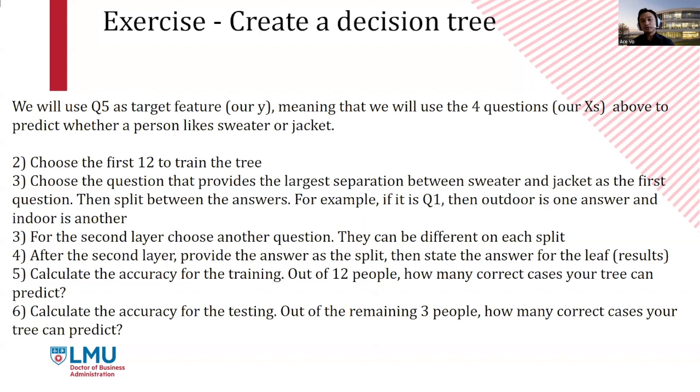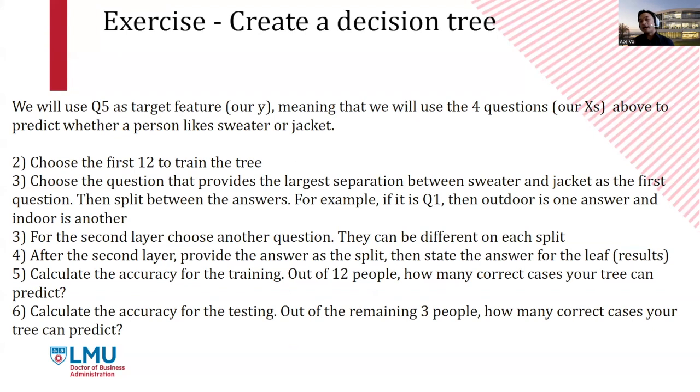Then we're going to choose the largest separation between the sweater and jacket. That's the first question. Then we're going to split between those answers. For example, if question number one is outdoor versus indoor, one answer is outdoor and another is indoor. So we're going to build a decision tree. We're going to create a second layer and choose another question. It's going to be a different question on each of the splits on layer number one.